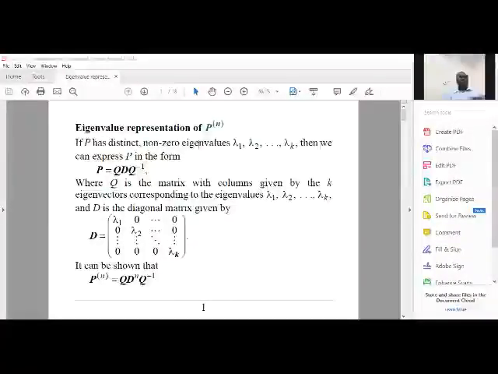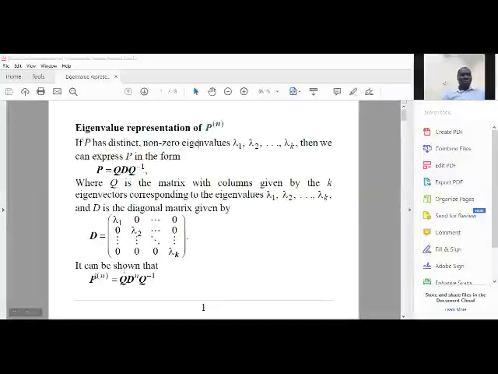Great. So we started with the eigenvalue representation of the transition probability matrix. We've already stated that the transition probability matrix can be written in the form P equals Q D Q inverse, where Q is a matrix made up of the eigenvectors, and D is a diagonal matrix made up of the eigenvalues. So the n-step transition probability matrix also can be written in this form. The proof is in the book.